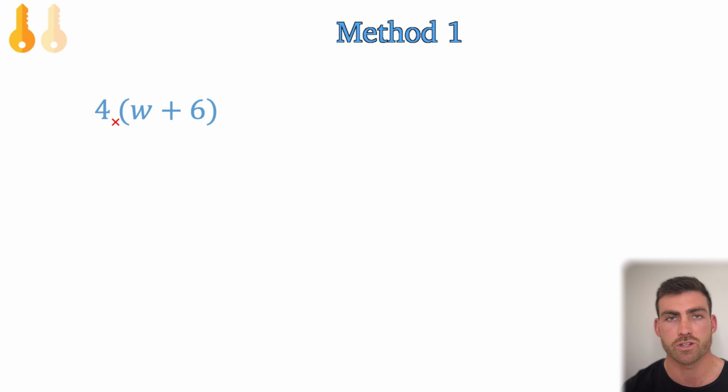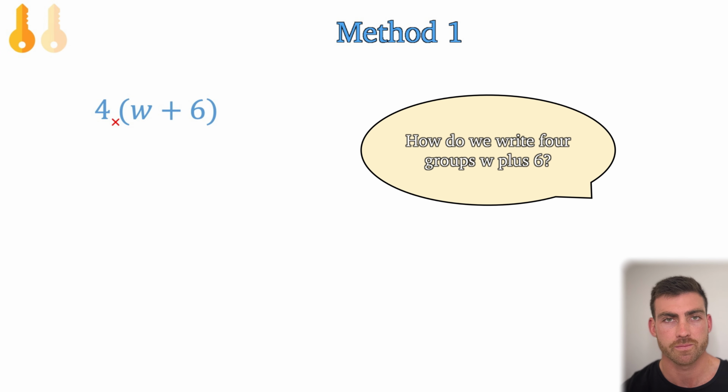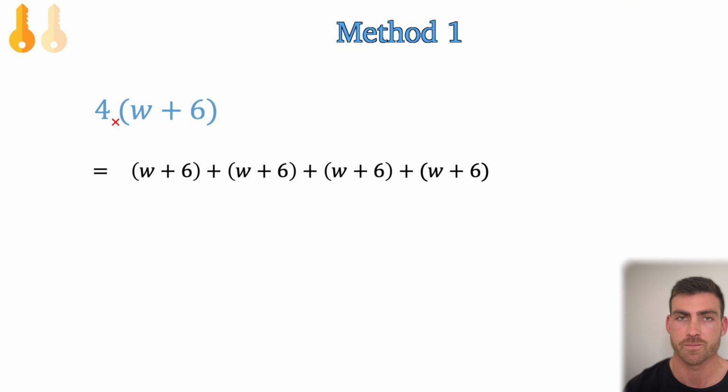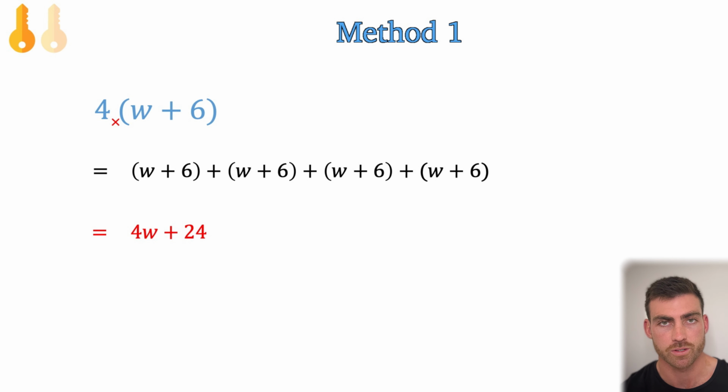If the expression is essentially multiplying, and multiplying is another way of thinking of groups of that object, this is just 4 groups of w plus 6. How do we write 4 groups of w plus 6? It would look like this. And we can now collect the like terms. Firstly, collect the w terms, giving us 4w, then collecting all the 6's, which equals 24. This gives us an expression 4w plus 24. Notice there are no more brackets. We have expanded the algebraic expression.